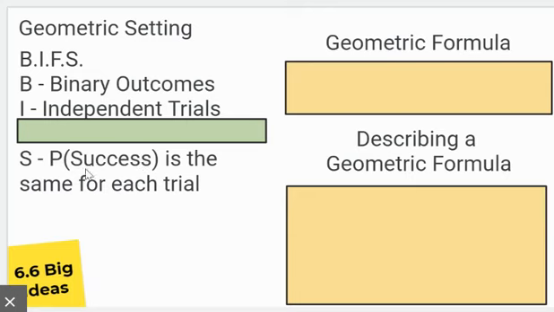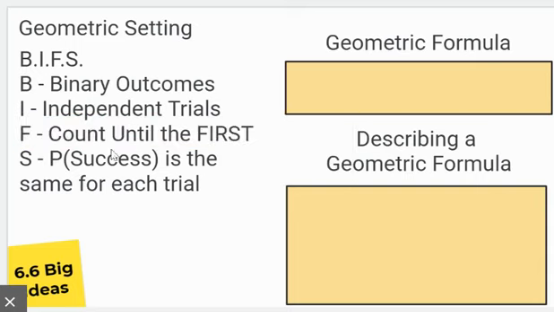So these three things that we need to check are the same as binomial probabilities, but this one, this F, is different. And that is F, count until the first success. So for geometric, there are binary outcomes, a success and a failure. Each trial is independent of the other trials. We count until we get to the first success, and the probability of a success is the same for each trial.